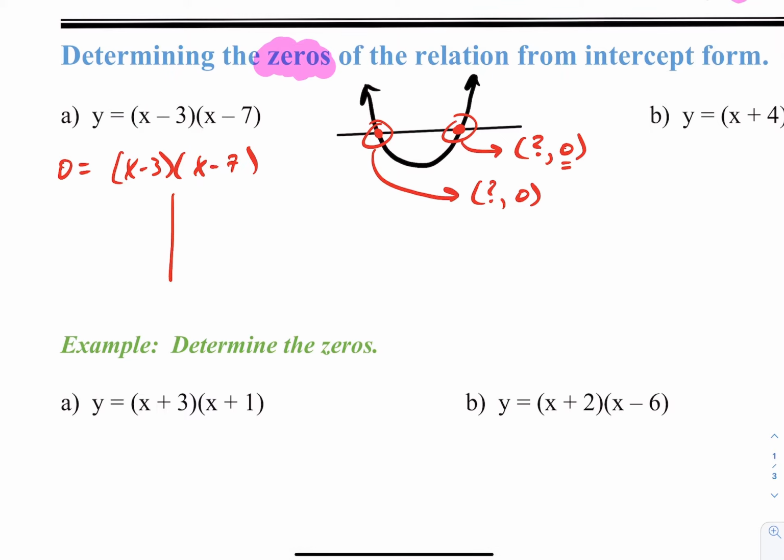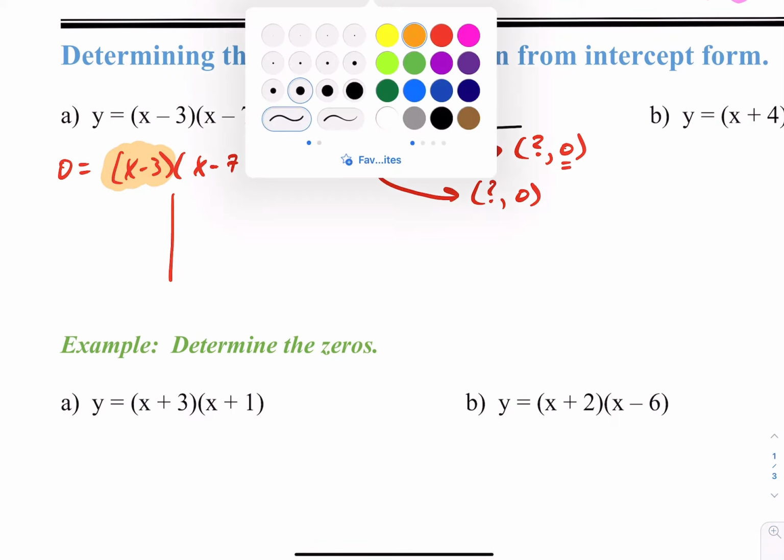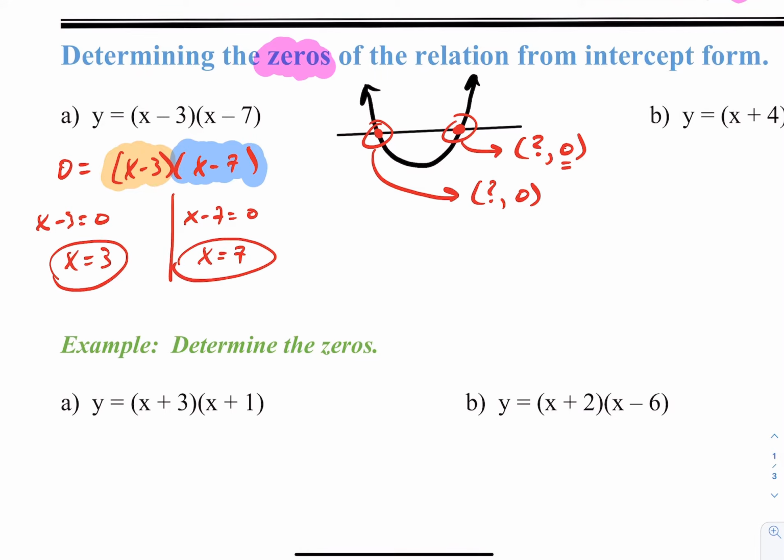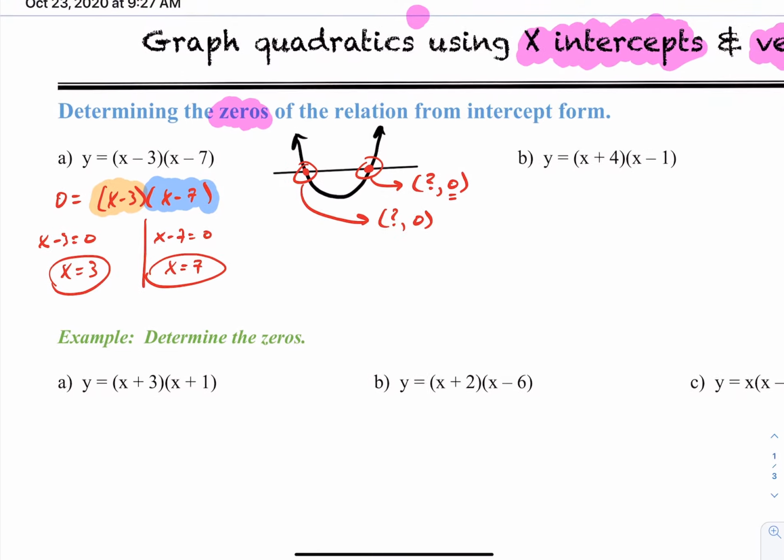Again, I have the product of two expressions. First expression is x minus 3, and the second expression is x minus 7. The only way the product of these two can be 0 is either the first one has to be 0 or the second one has to be 0. If both of them are not 0, there's no way the product can come out to be 0. So therefore, either x minus 3 is 0 or x minus 7 is 0, in which case x is 3 or x is 7. So the zeros for this expression are 3 and 7.